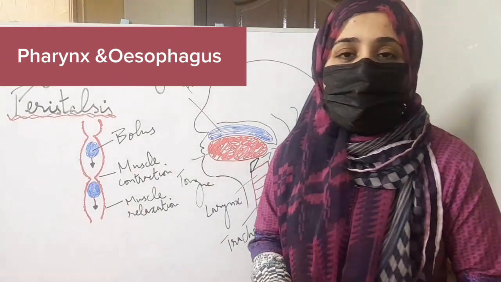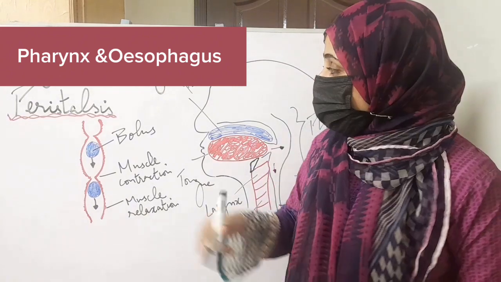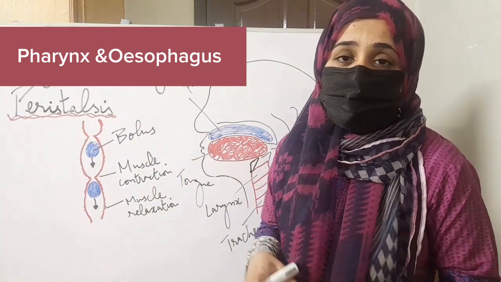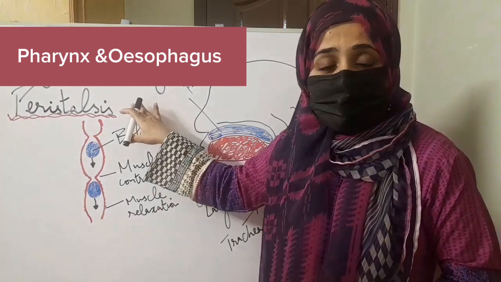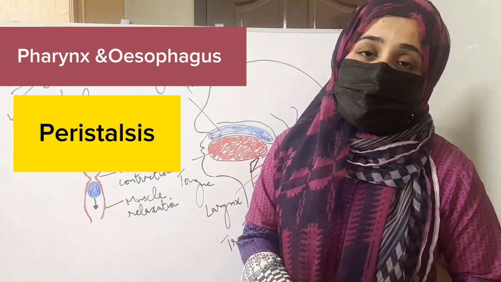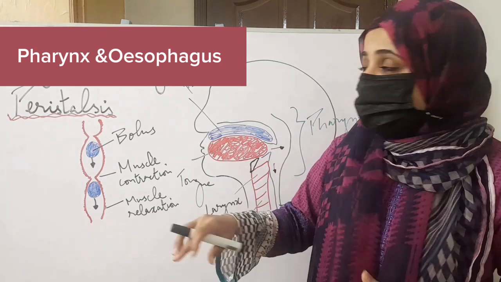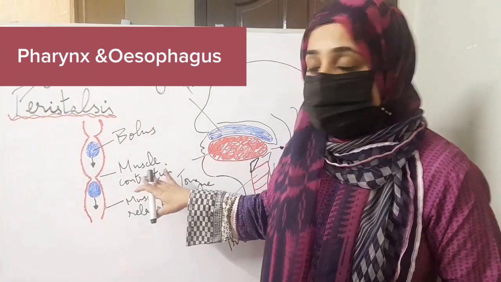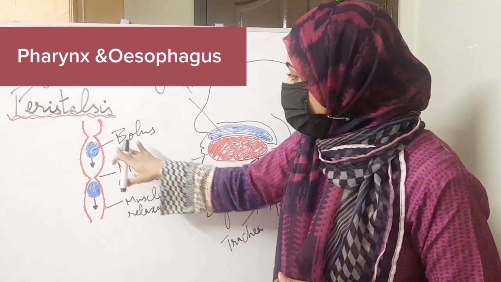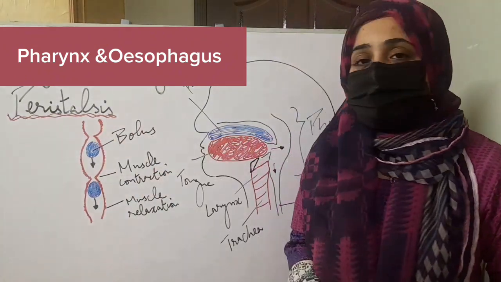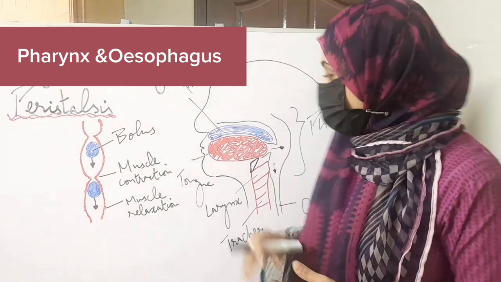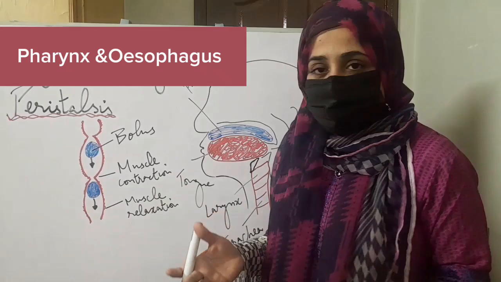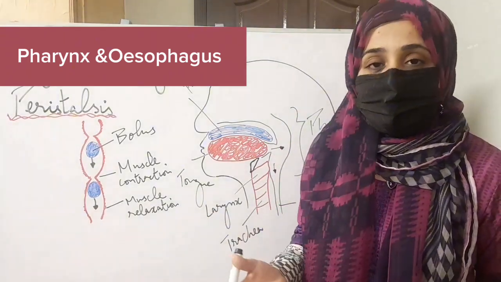An important term related to the movement of food from the oral cavity to the rectum, or throughout the alimentary canal, is called peristalsis. We can define peristalsis as the rhythmic wave of contraction and relaxation in the smooth muscles of the walls of the alimentary canal. So peristalsis is the process through which food moves from the pharynx or esophagus towards the rectum, or we can say the last part of the large intestine.